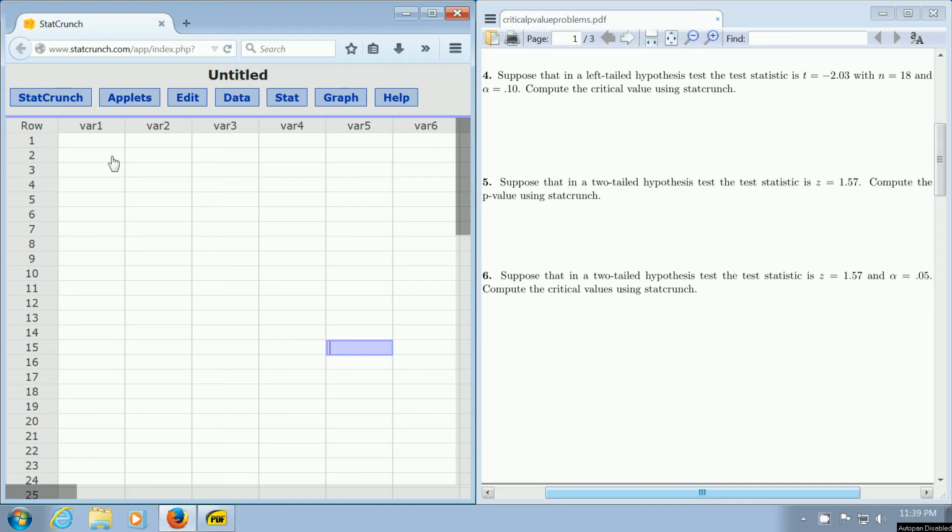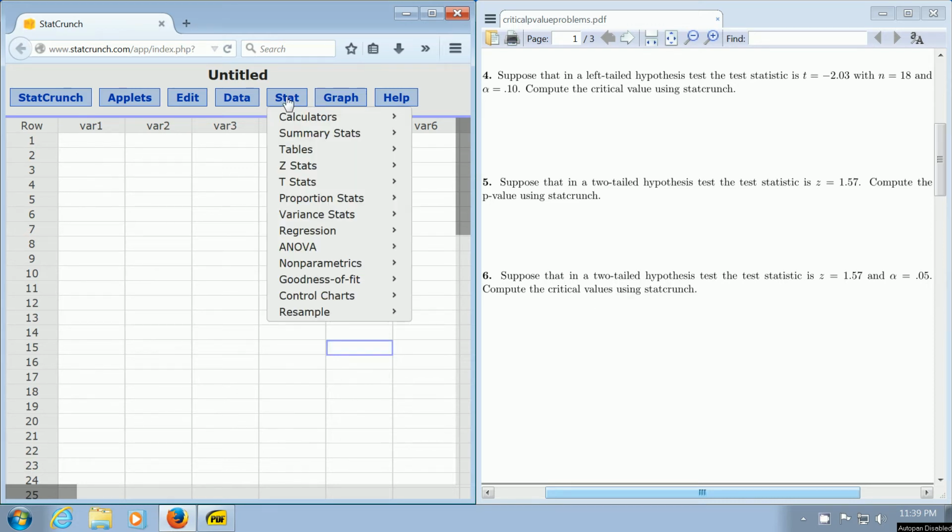In this video, we're going to compute the critical values of a two-tailed z-test. So we're going to focus on problem number 6. It says, suppose that in a two-tailed hypothesis test, the test statistic is 1.57 and alpha is 0.05. Compute the critical values using StatCrunch. So this is a two-tailed z-test and we're computing the critical values using StatCrunch.